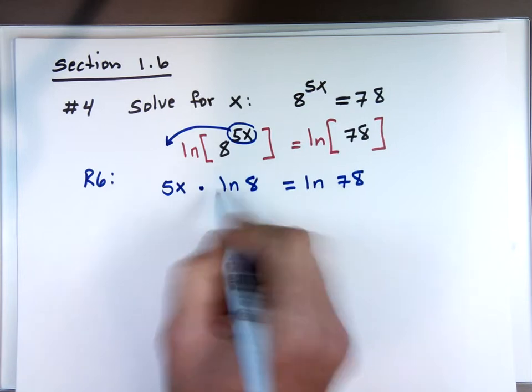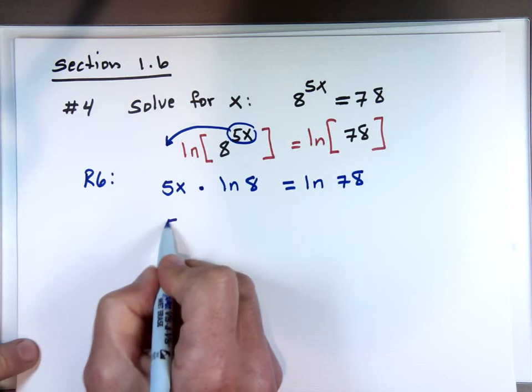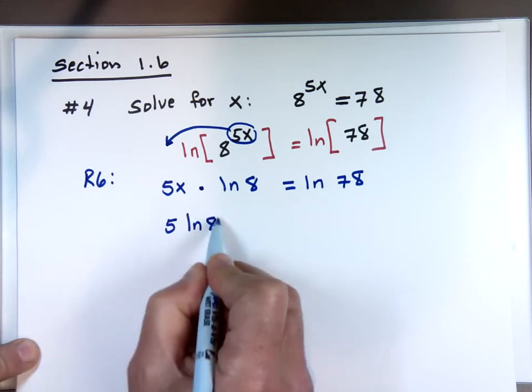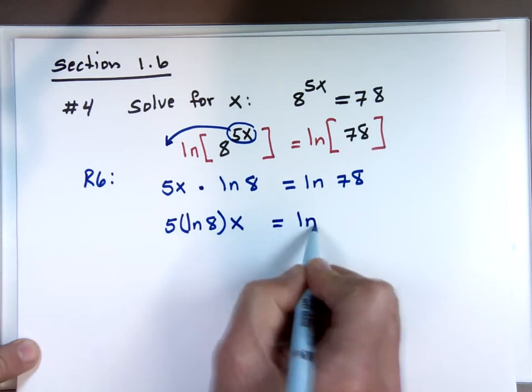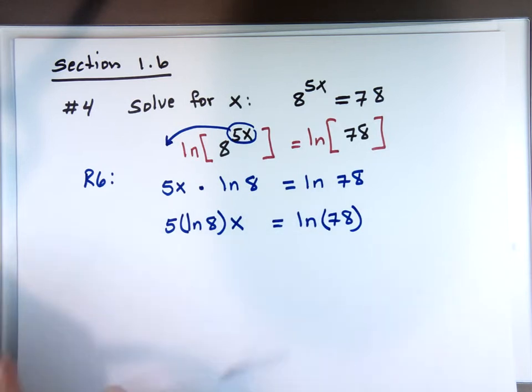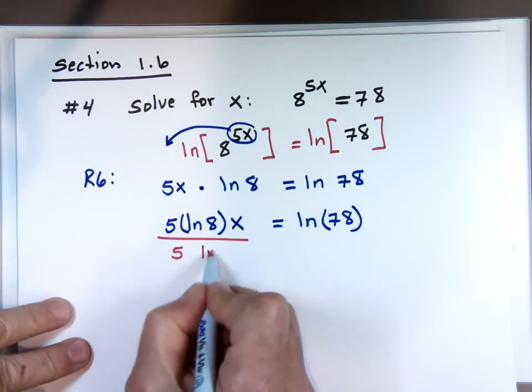I can actually use my calculator, but I'll wait a few minutes. What's 5 times the natural log of 8? Both are numbers. 5, the natural log of 8, x equals the natural log of 78. So if you want to get x, you divide both sides by what? 5 ln of 8.